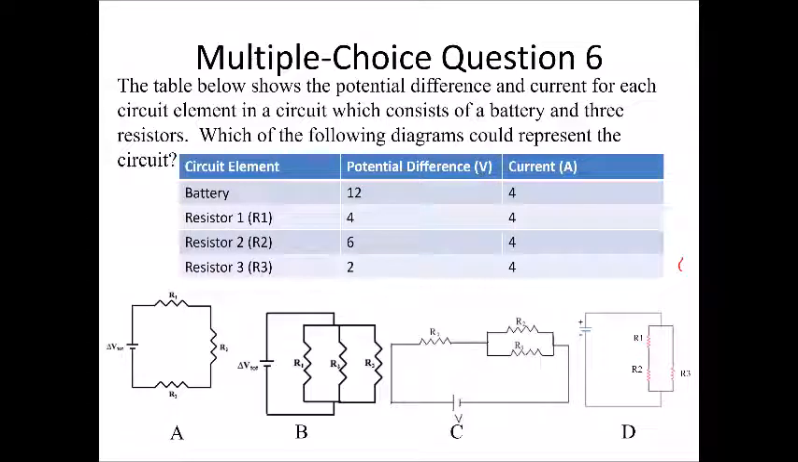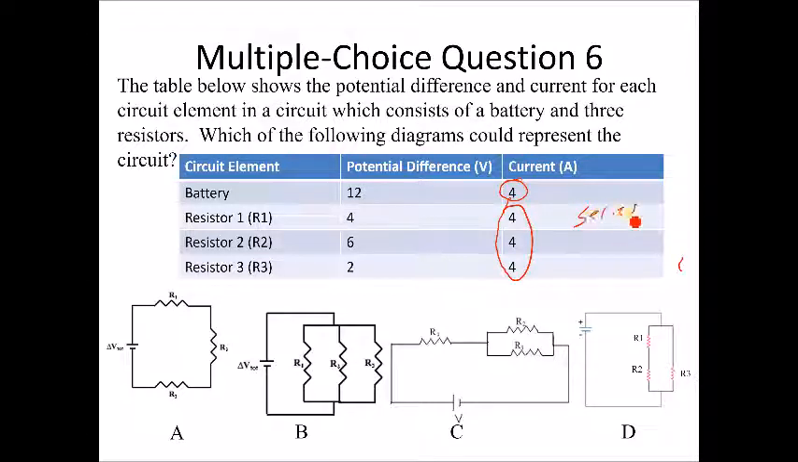All right, so next multiple choice question. The table below shows the potential difference. Again, that's another term we might use for voltage drop. And the current for each circuit element in a circuit consists of a battery and 3 resistors. Which of the following diagrams could represent the circuit? So as we look through our table, what I'm hoping you note is that you have 4 amps coming out of the battery, and that the current through every circuit element is the same. I hope that clues you in that when you have a constant current throughout the whole circuit, that tends to be a characteristic of series circuits.